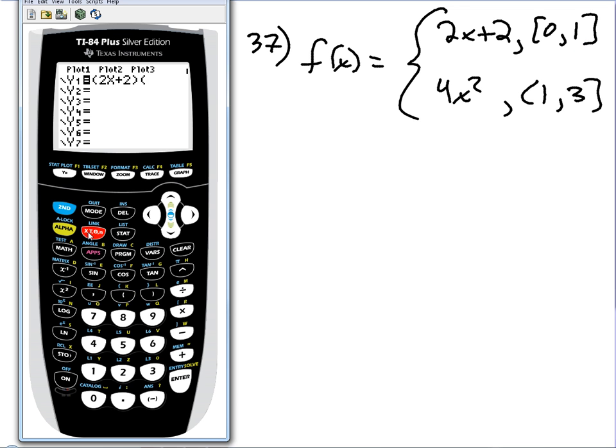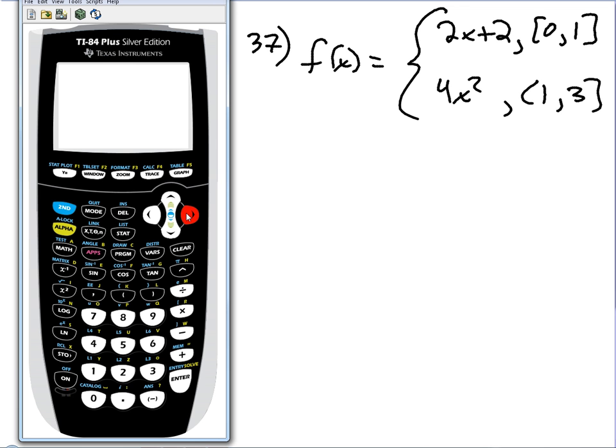To get greater than or equal to, we go to the test menu, which is right behind math. So, second test. On the test screen, there are two menus. The test menu has all of the inequalities. If you scoot over to the right to the logic menu, we're principally just going to use the and and the or.